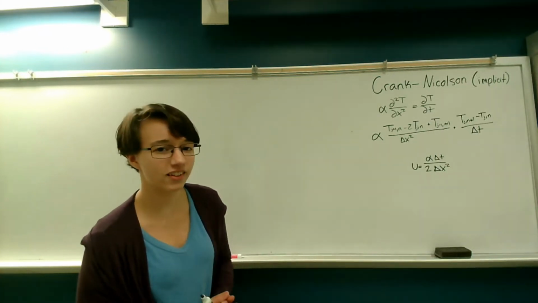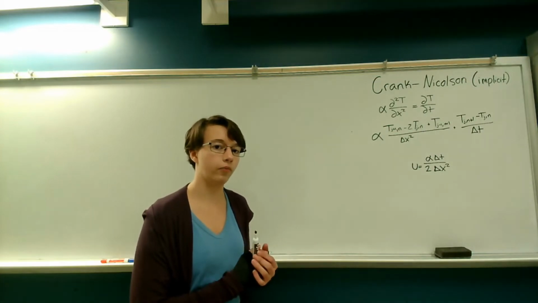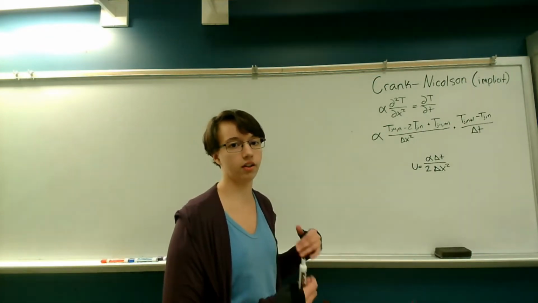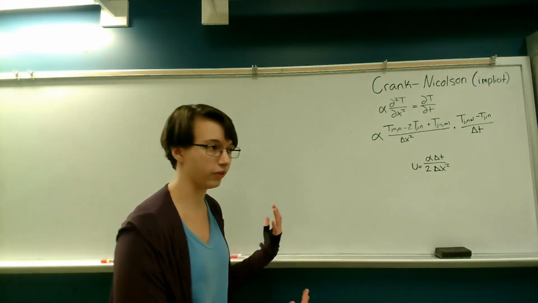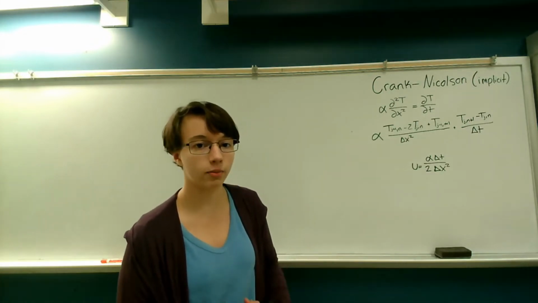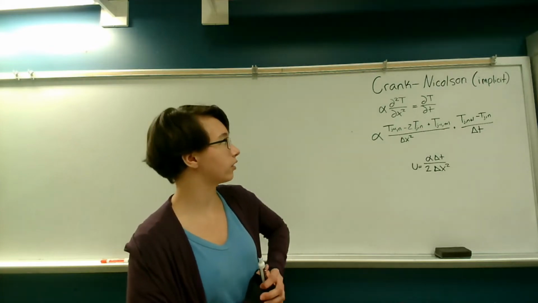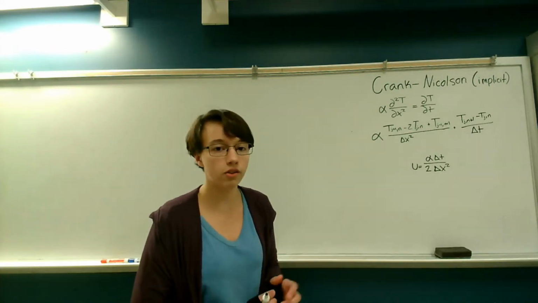Alright, so for this next part, we're still going to be dealing with the situation with the bar, where we know the temperature at one side, the other side, and the initial temperature, and we're trying to figure out how heat diffuses through it. Last time we did an explicit solution to the problem. This time we're going to do the Crank-Nicolson solution, which is an implicit solution.